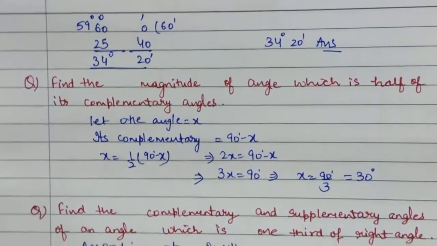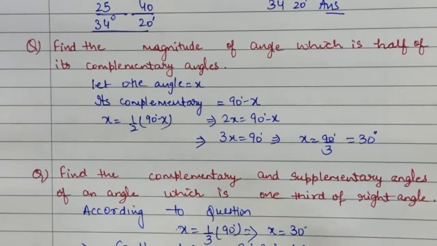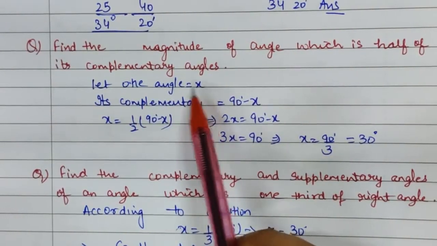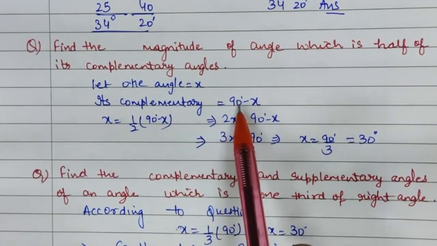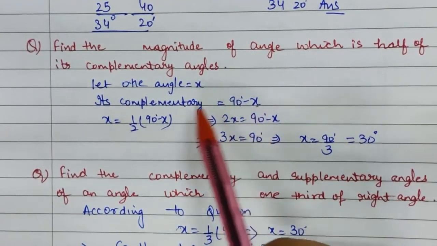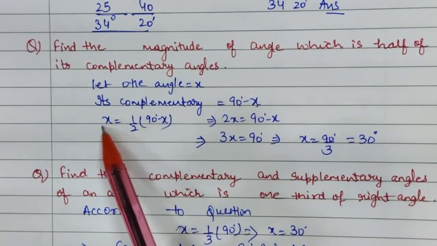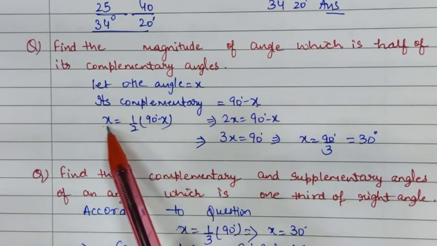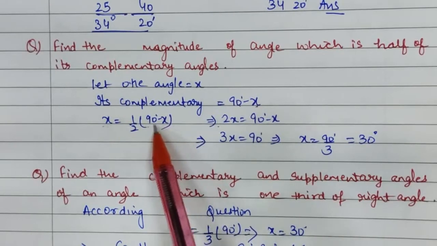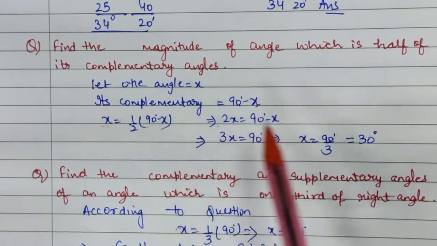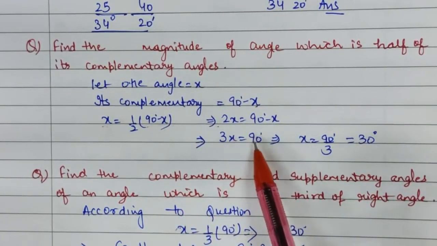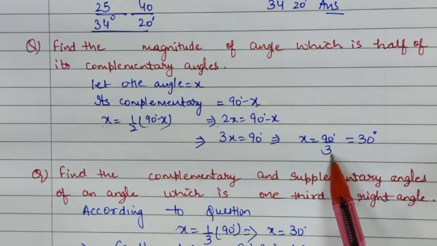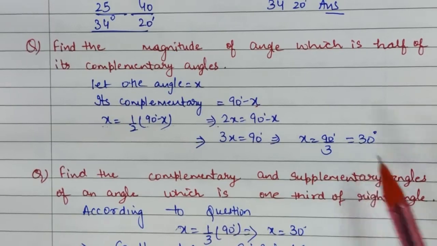Next, find the magnitude of the angle which is half of its complementary angle. Let us suppose the angle be x. So its complementary will be 90 degree minus x. Now it is given that the angle is half of its complementary. 2 will go to that side. 2x is equal to 90 degree minus x. This will become 3x is equal to 90. So we get x is equal to 90 upon 3, that is 30 degree.